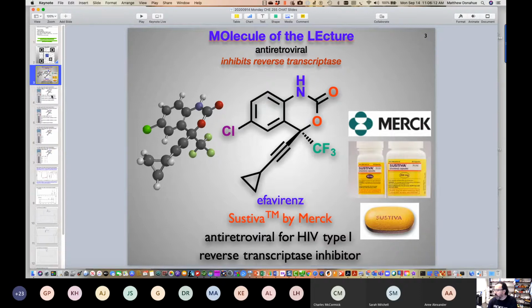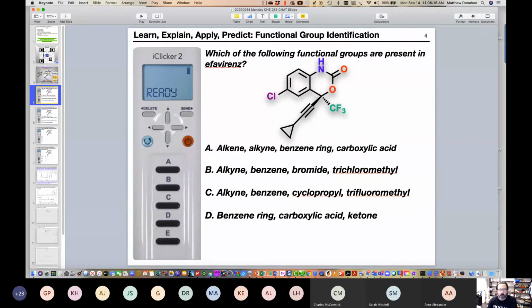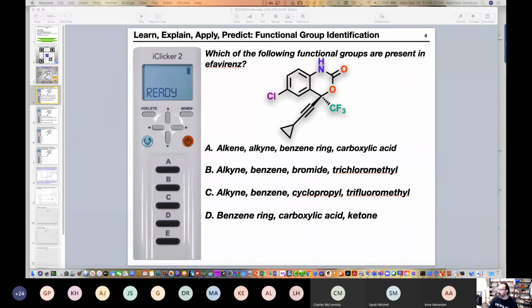So let me go ahead and ask you a couple of questions on this molecule. Which of the following functional groups are present in efavirenz? Type your letter choice in the chat box, and we can have a discussion. So what do you think? What functional groups do you see present in efavirenz?